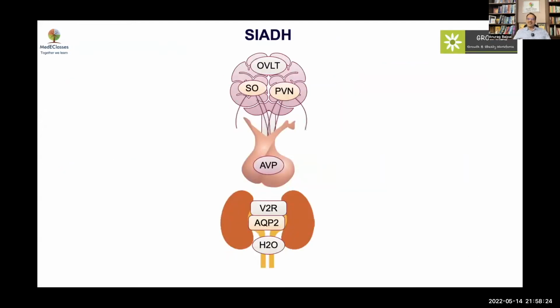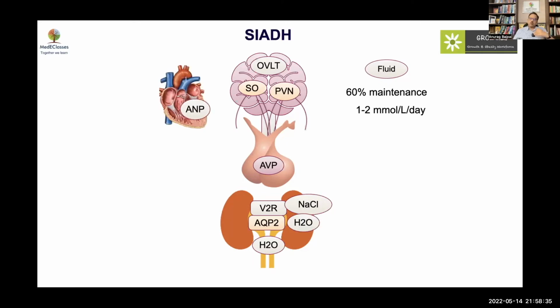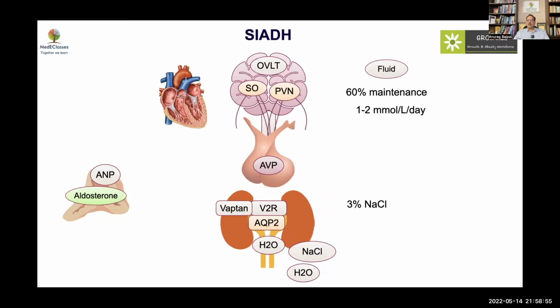A word about SIADH. The problem here is that your fluid should be restricted, to 60% of maintenance, with sodium 1 to 2 millimoles per liter per day. If you give sodium chloride, you will actually lose the water because ANP is high and aldosterone is low. So sodium chloride is not going to be a solution. If you want to give something, give 3% saline, which produces an osmolar diuresis. That's why plain NS, 0.9%, is not going to make any benefit in that scenario.